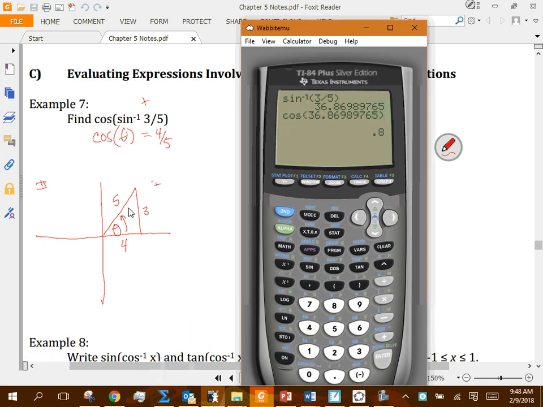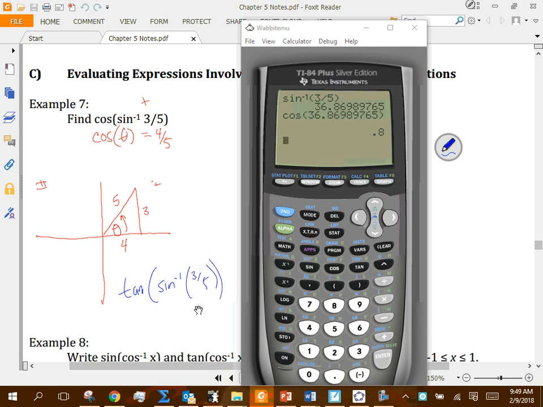There are a lot of different questions they could ask here. Could they ask tangent of sine inverse of 3/5? Sine inverse of 3/5 is going to give you the exact same picture, right? Tangent is opposite over adjacent, correct? Okay, so what should I get? 0.75, correct? If I just type in tangent of sine inverse of 3/5, let's see if we get that 0.75 back, and we do.